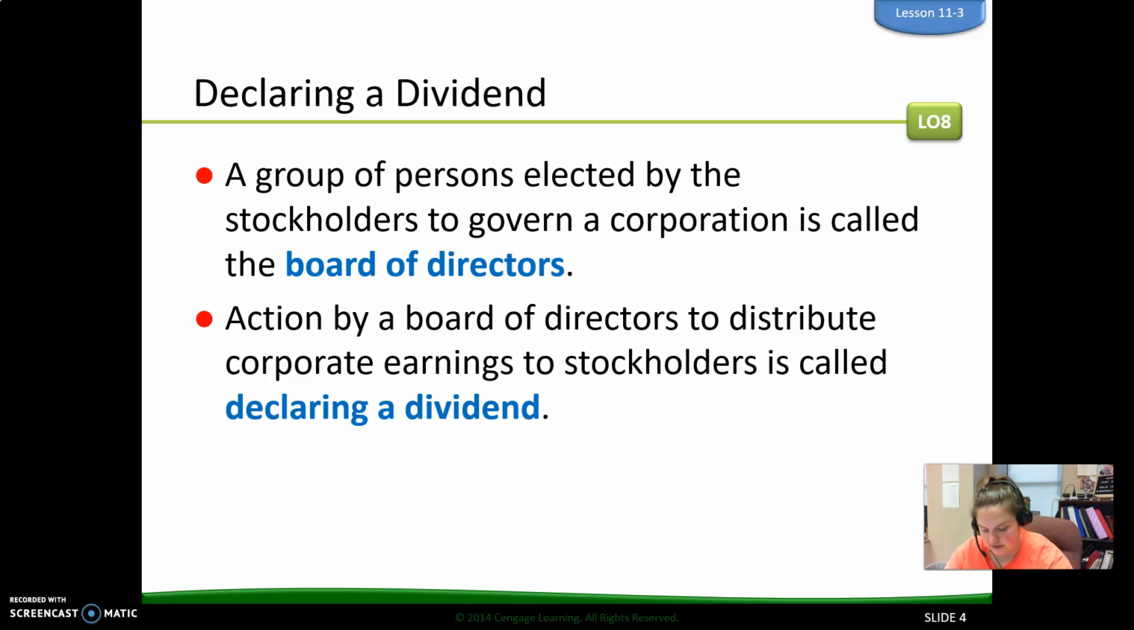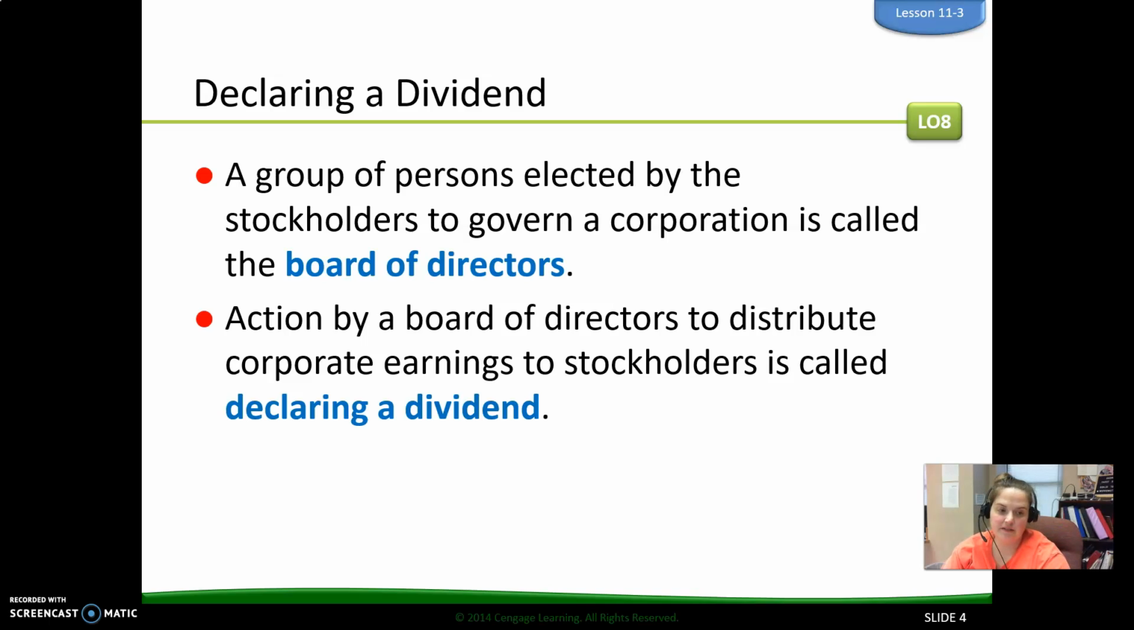A dividend cannot exceed the balance of the retained earnings account. Why would that be true? Well, retained earnings is the money they're holding on to. If they wanted to declare a dividend higher than that, that would probably be illegal, because you can't give people what you don't own.